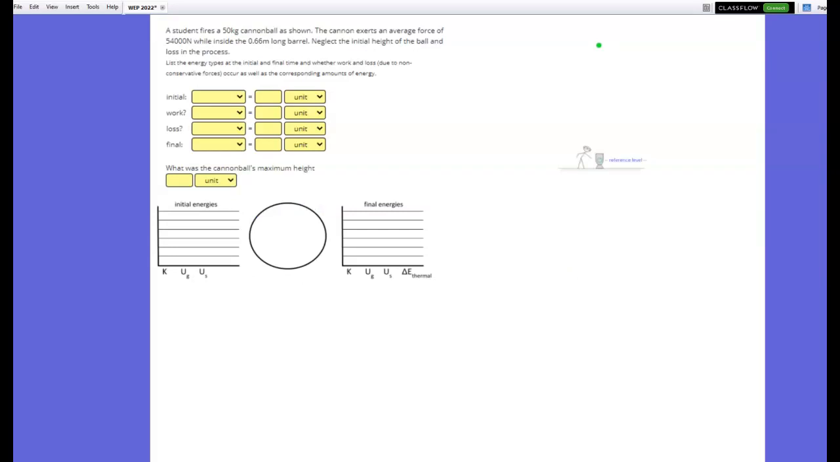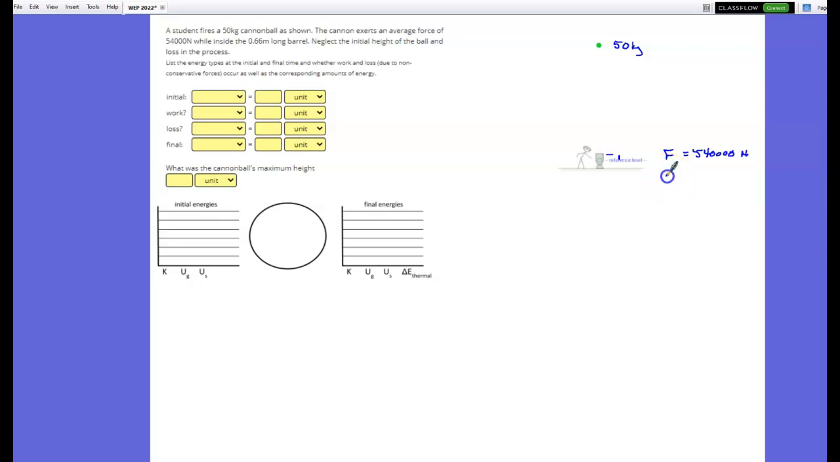Okay, this is our last problem, and I'll try to go through it quickly. This is from Complete Problems 2, I think. So I wanted to use one that was a little bit more complicated. A student fires a 50-kilogram cannonball as shown. The cannon exerts an average force of 540,000 newtons while the cannon goes from here to here, like during this distance.